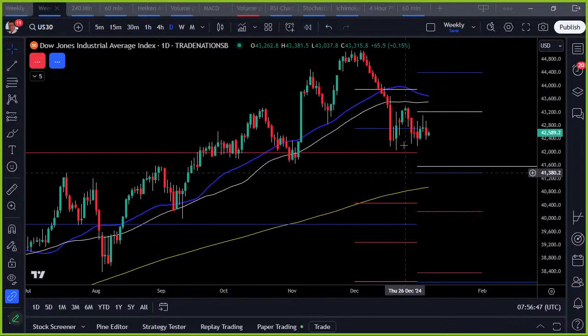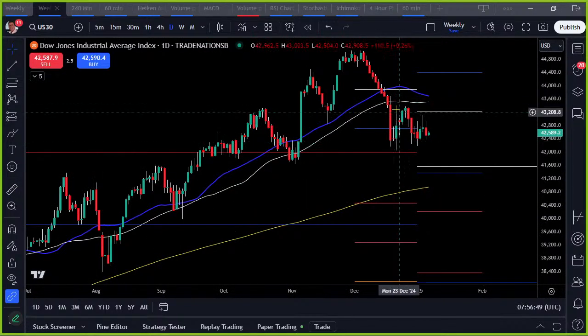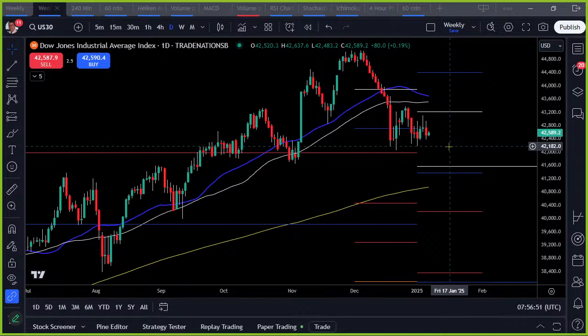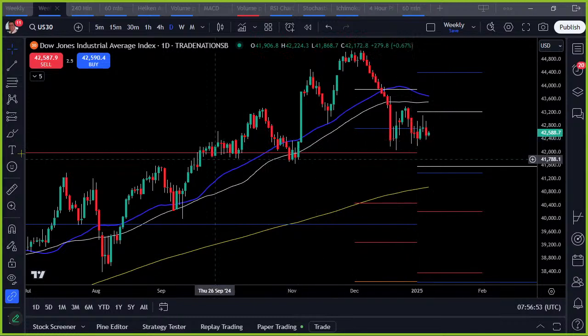I'll just look at the Dow Jones. If you are looking at one, the Dow Jones is possibly the better option on the short side. Maybe the S&Ps and the Nasdaq on the long side. Right, that's pretty much it. Let's look at the FTSE though quickly.